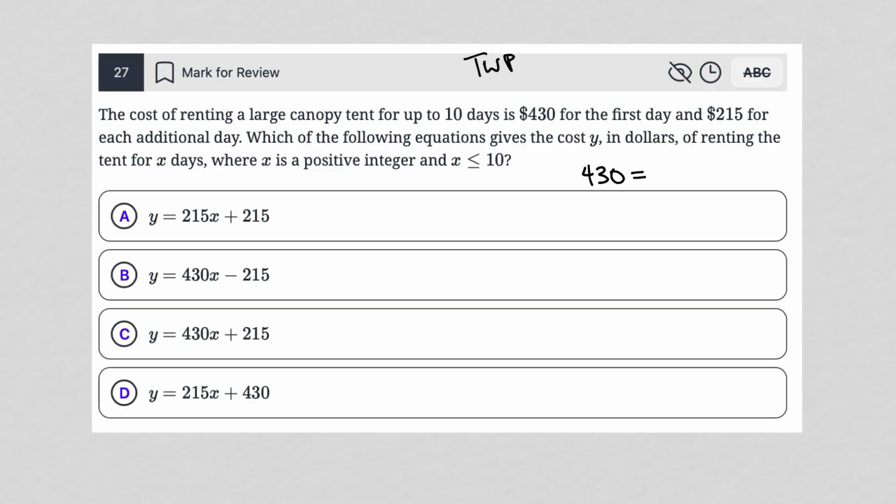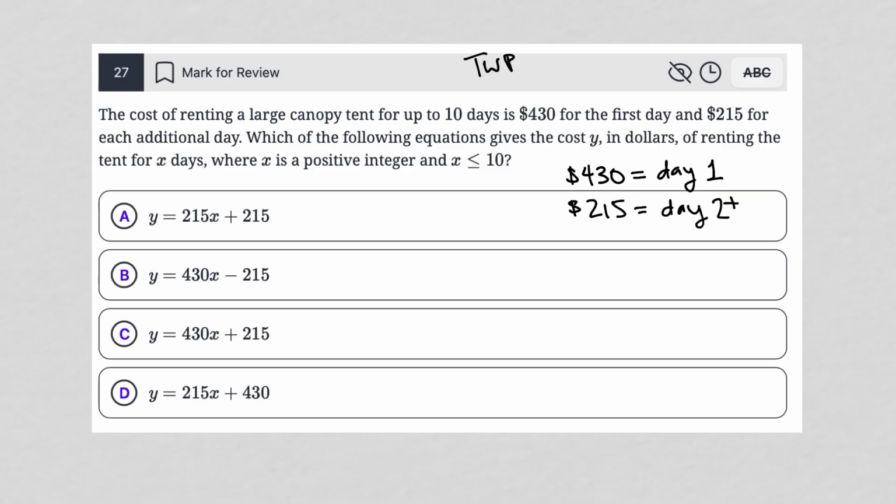So 430 is equal to day 1, or the first day, you could say, and $215 is equal to day 2 and beyond, so day 2 plus. The next sentence says, which of the following equations gives the cost y in dollars of renting the tent for x days, where x is a positive integer and x is less than or equal to 10. All right, so we're not getting beyond 11 days. We're somewhere between 1 and 10 days.